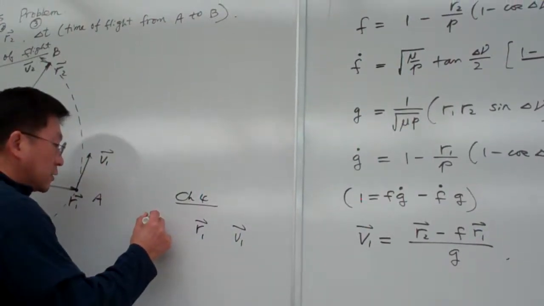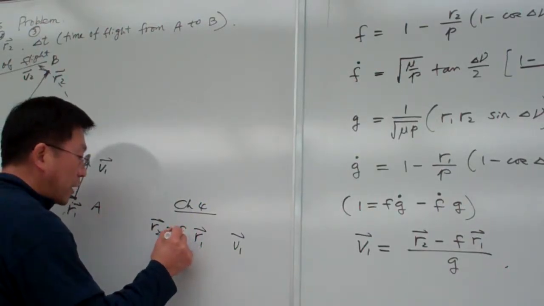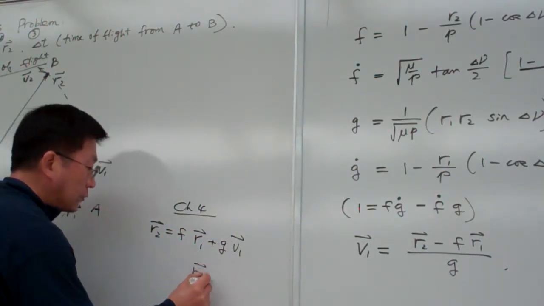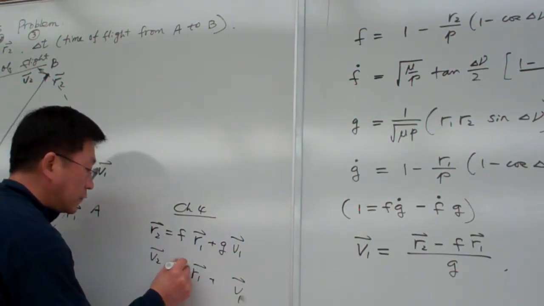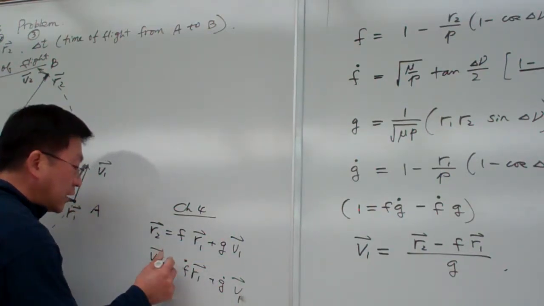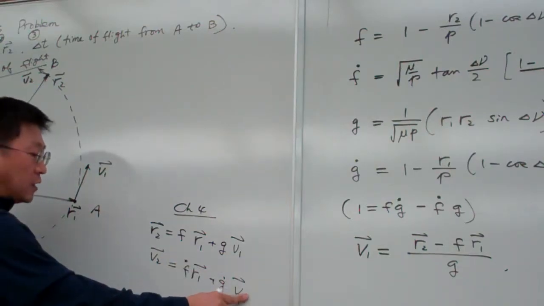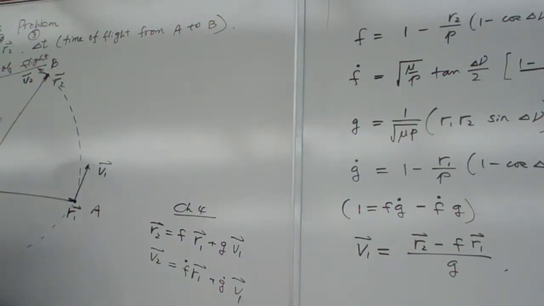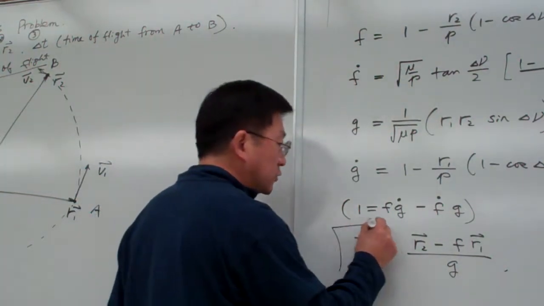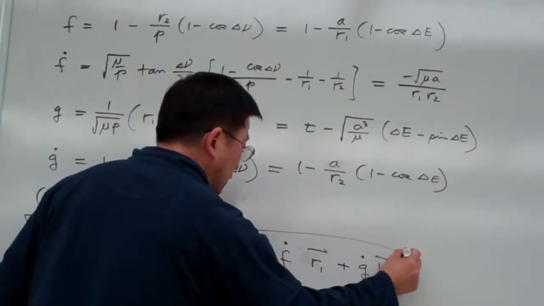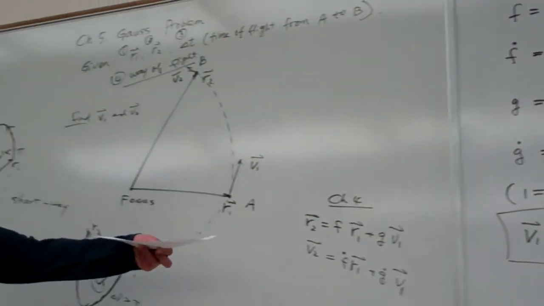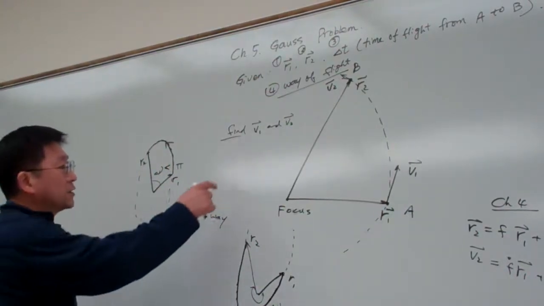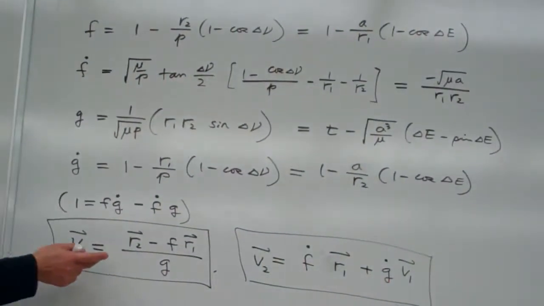Then we can convert R2 to equal F times R1 plus G times V1, and V2 equal F dot times R1 plus G dot times V1. That is using the concept of the linear combination of any two non-collinear vectors, and we can always express them in terms of other vectors. Based on this, we have this expression here. So our answers to the Gauss problem are in these two equations. We're given R1, R2, delta T, etc. Our final form will be this.